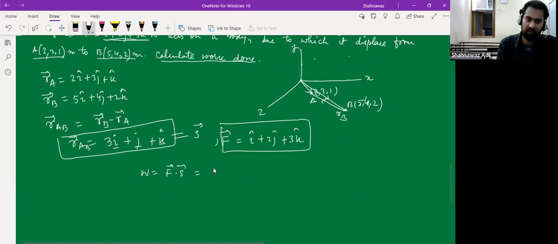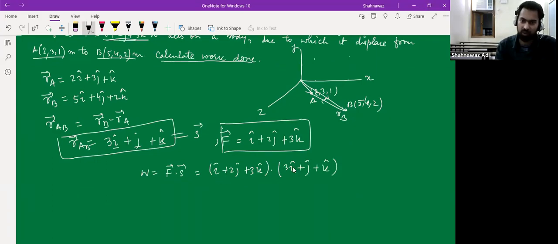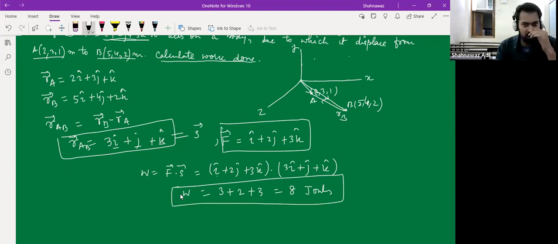So yes, F is what? I plus 2J plus 3K, right? And dot 3I plus J plus K. Right. So this would be what? I dot I is 1. So this is 3 plus 2 plus 3. Right. So this is what? So this is 8 joules. Right. So this is the working. Clear everyone?